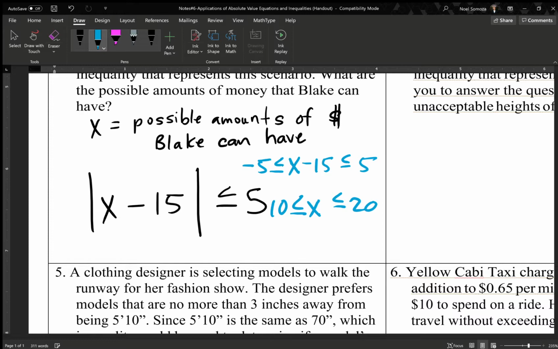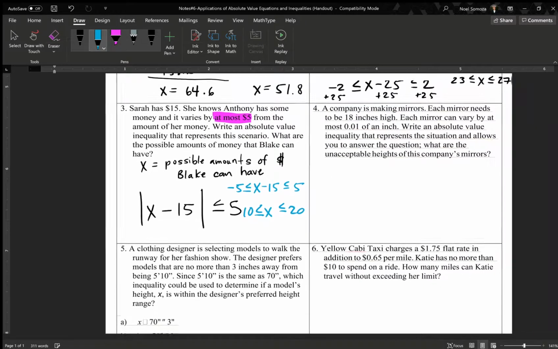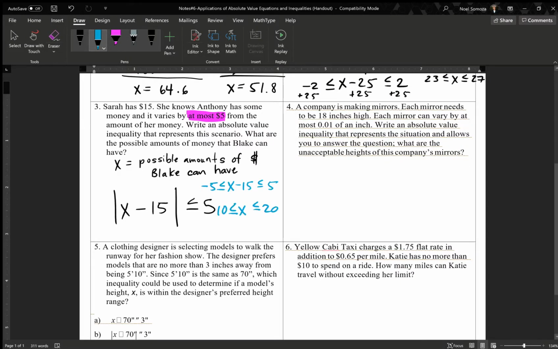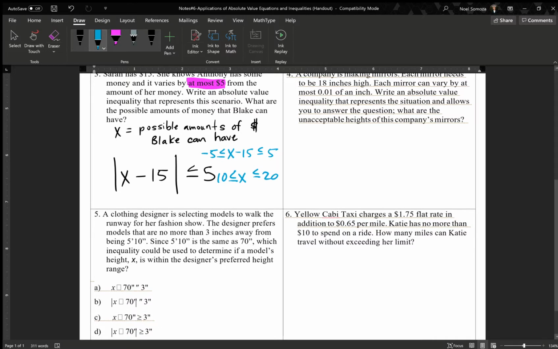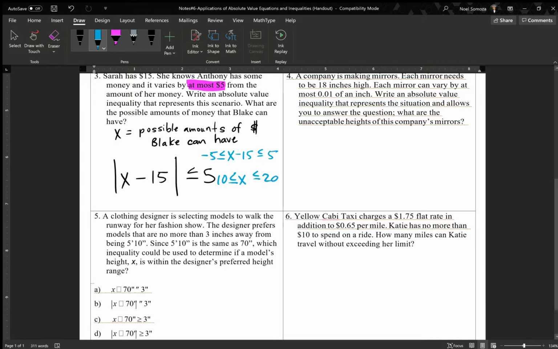Okay, all right. I'm going to have you guys try 4, 5, and 6. Try it on your own. I'll come around, I'll help out. And then we'll go over it together. We'll review.